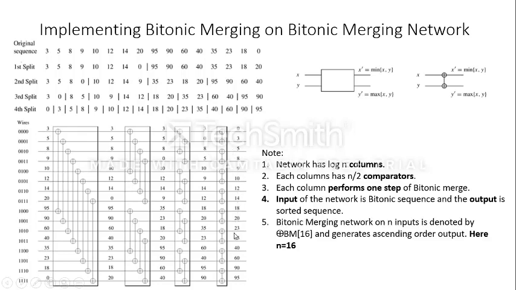But here it should be observed that this is a Bitonic sequence, which is to be converted into the sorted output. Now the Bitonic merging network on n inputs is denoted by this circle plus 16, that we can summarize into this particular acronym. Since we are employing only the positive comparators, the circle positive sign is there, BM16. So we are working on the 16 values.